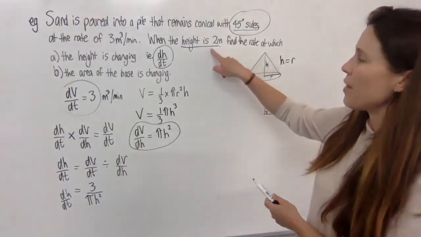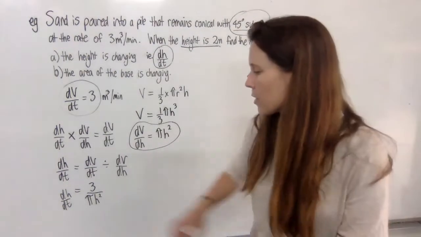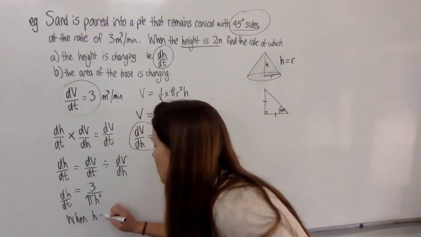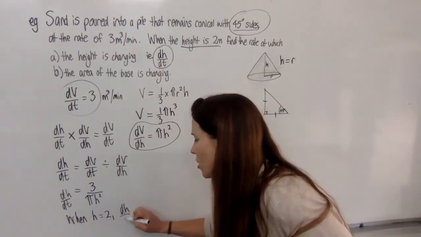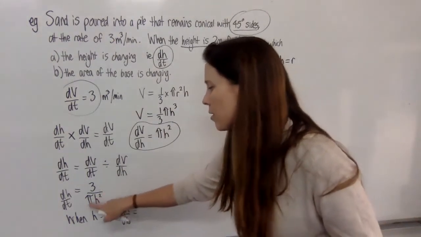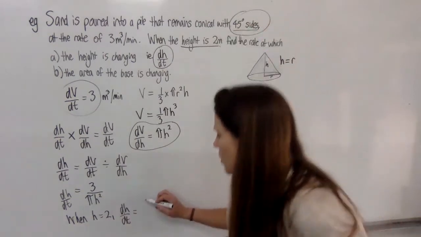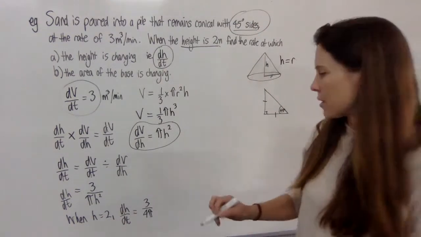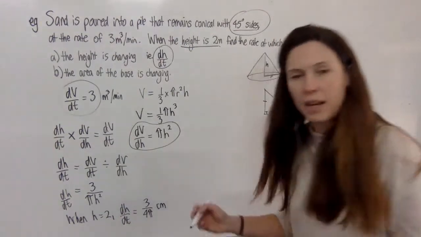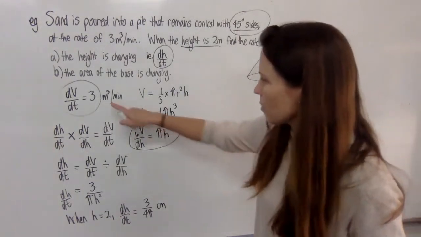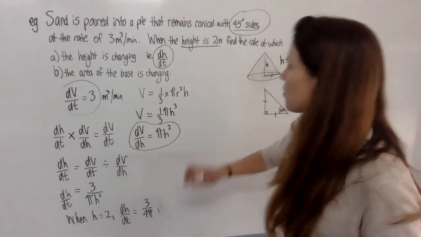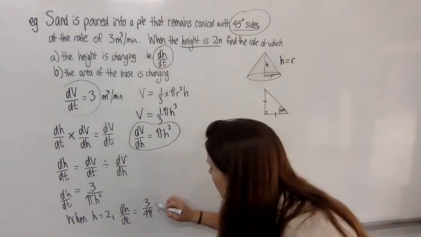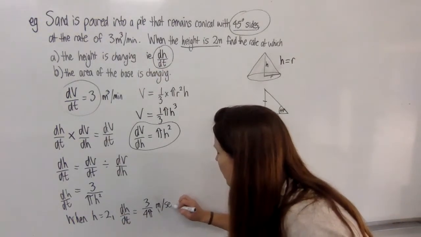And when they say, hey, when the height is 2, how is it changing? I just need to sub that in. So I will write when h equals 2, the change in height over time is 3 over, now 2 squared is 4, so I've got 3 over 4 pi. And height is something that's in centimetres. And if we're looking at how it's changing per minute, oh, hang on, it's metres, isn't it? Height is measured in metres all the way through here. Metres, so we need to do metres per second.